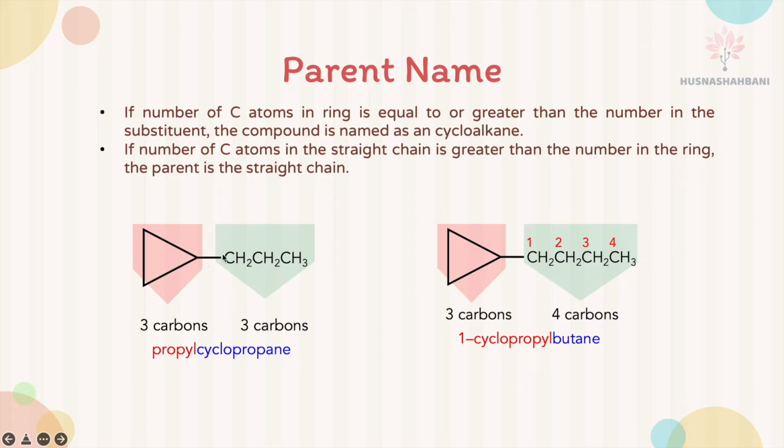You don't have to put number 1 because this is the parent. This substituent is at carbon number 1. If you change the position of the substituent to here, this carbon will become number 1. If you change the position of the substituent here, the carbon will become carbon number 1 as well. It means when you change the position of the substituent, the number doesn't change. You don't have to put the number in front of the substituent. So it's just propyl cyclopropane.